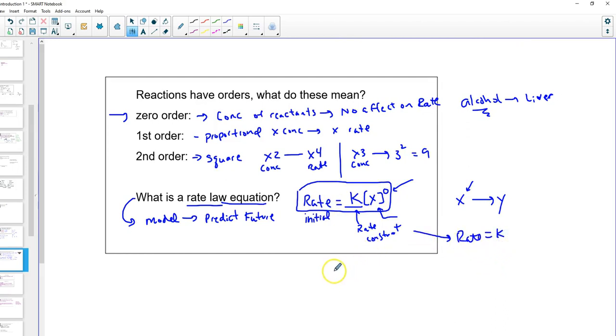So what if I have a first order? That would be rate equals K times the concentration of X. Let's say X here would be to the first.